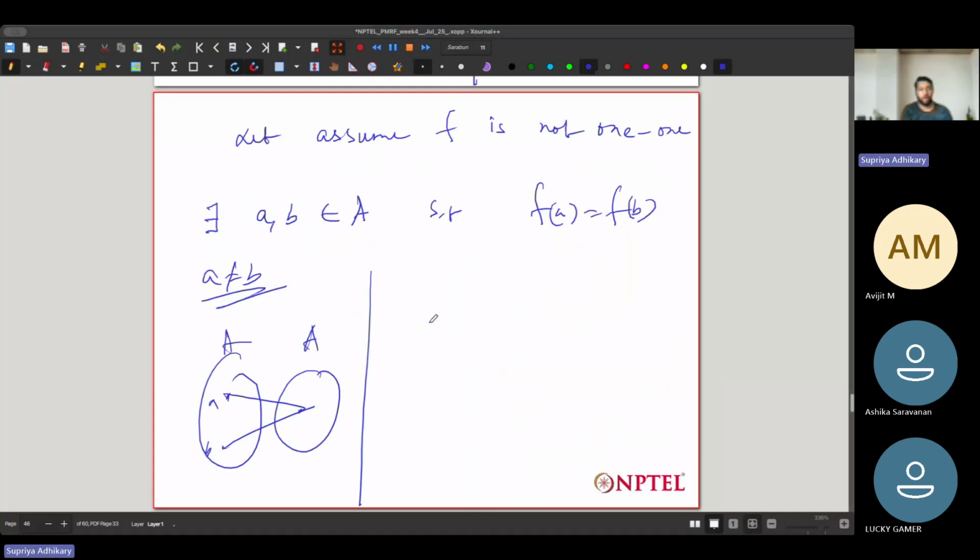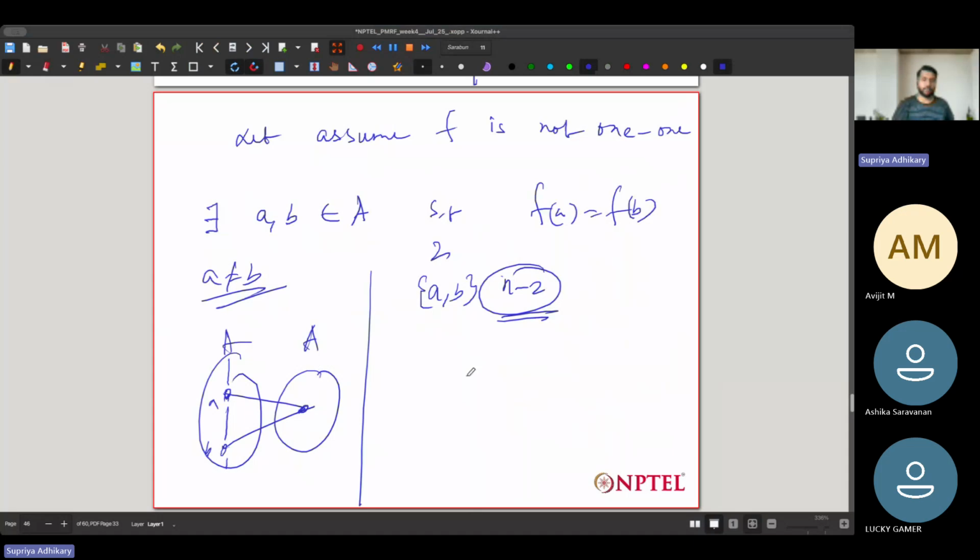Okay, so now in the set A, apart from a and b, there are a total of n minus 2 elements in the rest of the set A. These two elements map to one single element, and the rest of the n minus 2 elements can map to at most n minus 2 elements.